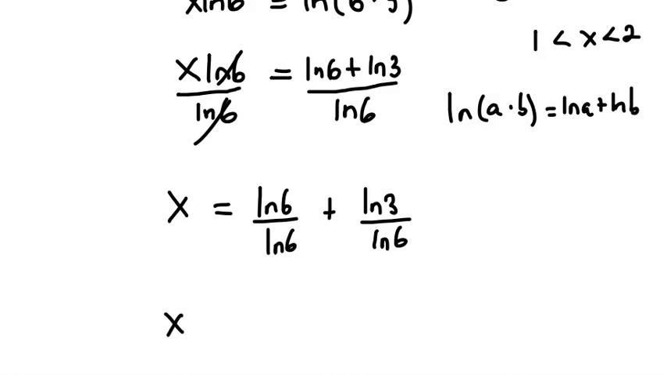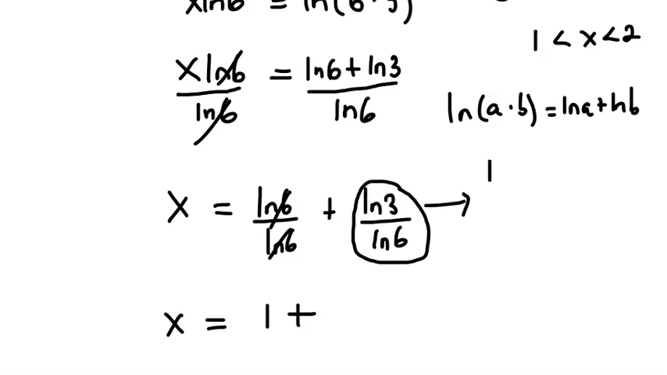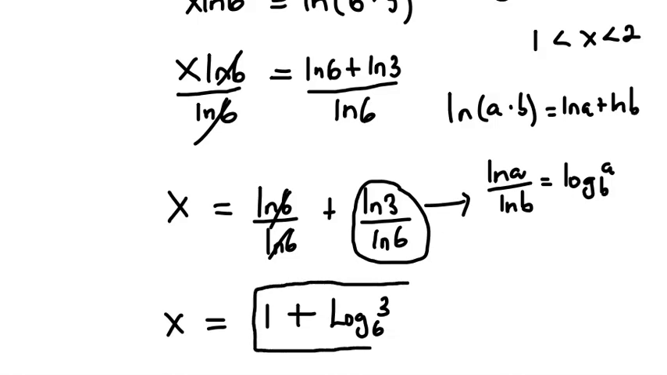So here we get x is equal to, this part we divide to 1, then plus, for this part, let us apply this property. We know the natural log of a divided by the natural log of b is equal to the log of a to the base b. So here we have the natural log of 3 divided by the natural log of 6, which can be rewritten as the log of 3 to the base 6. And here we get the answer: x is equal to 1 plus log of 3 to the base 6.